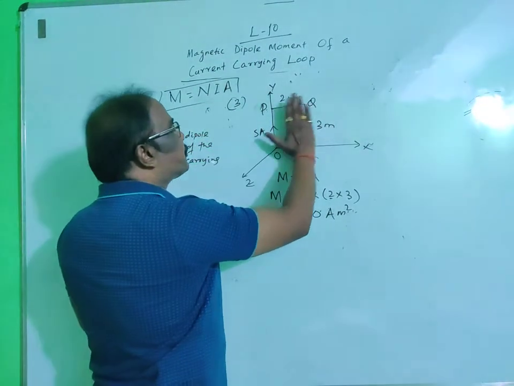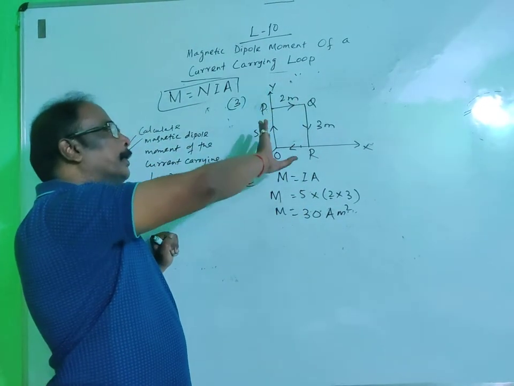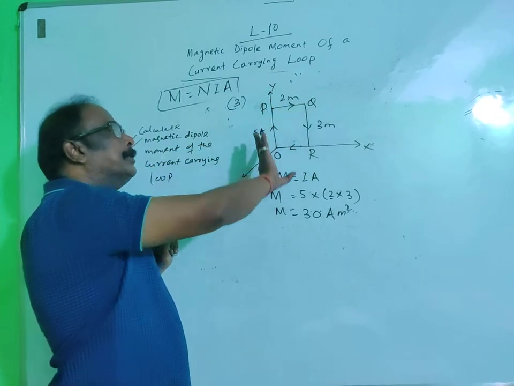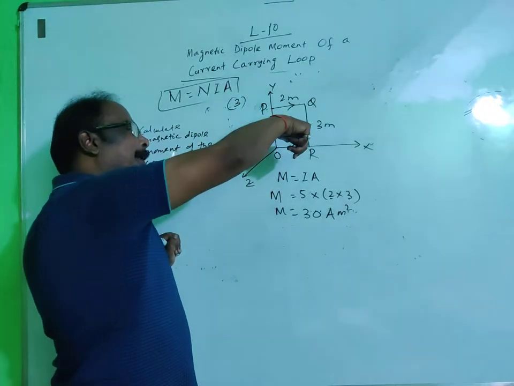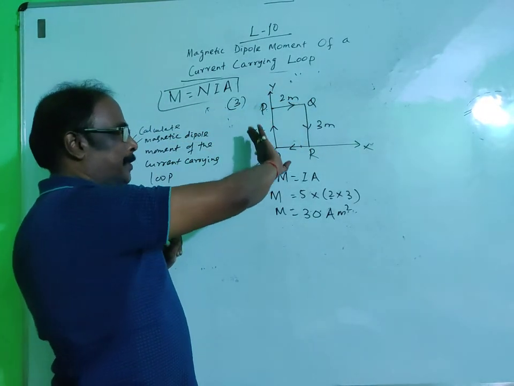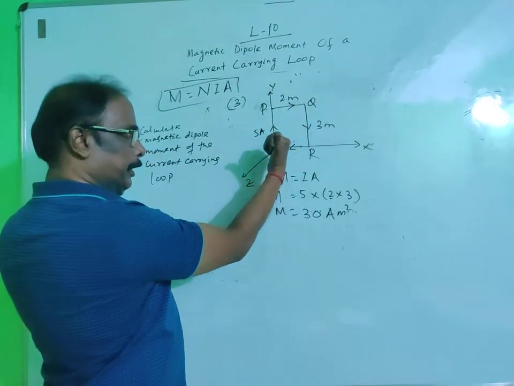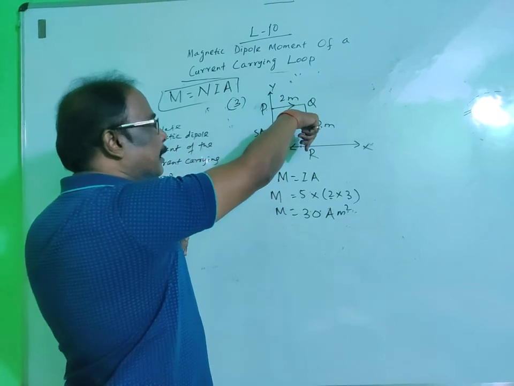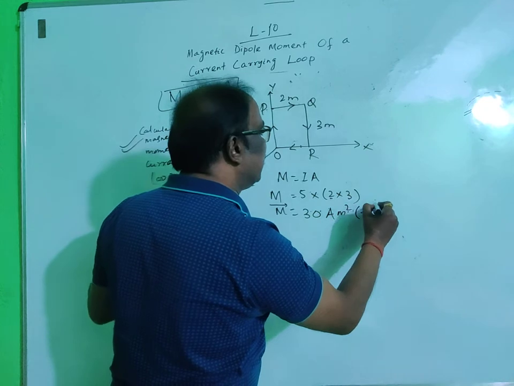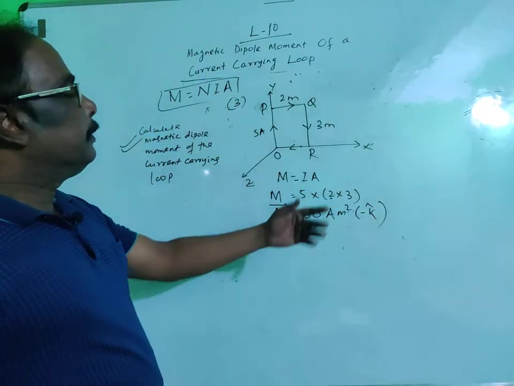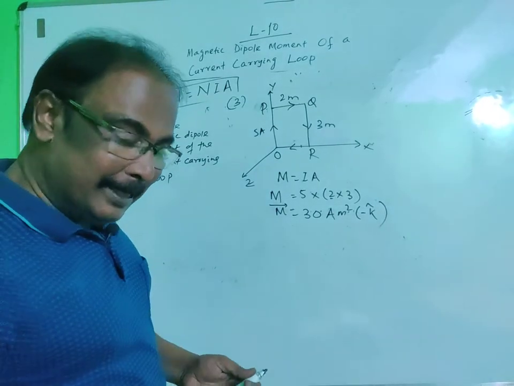So what is the direction of magnetic dipole moment? See, it is just placed on the xy plane, very easy to determine. Curl your fingers along the direction of flow of current, in clockwise order, and this is the direction of magnetic dipole moment, and direction is inwards. In outward direction is positive z axis, and in inward direction is negative z axis. Means direction is along negative z axis, unit vector is minus k cap. So these are very simple questions.